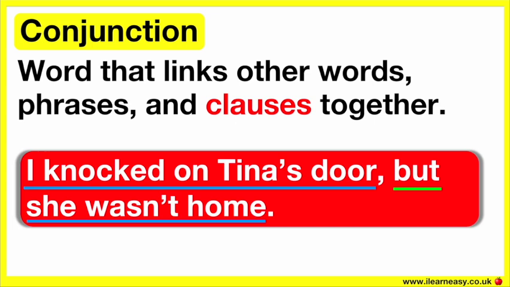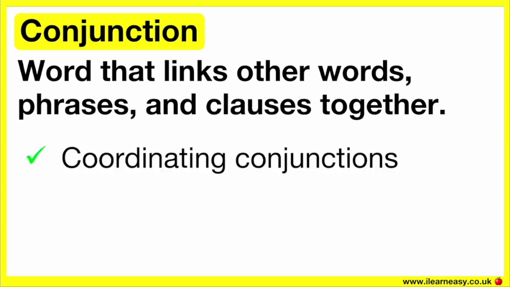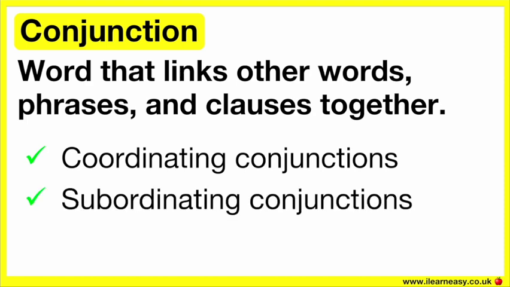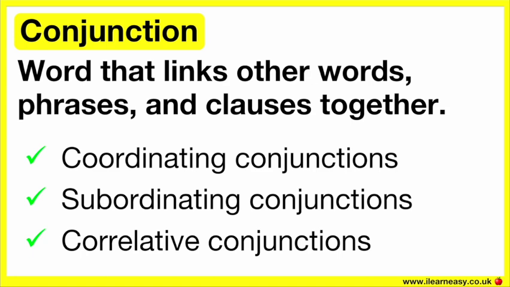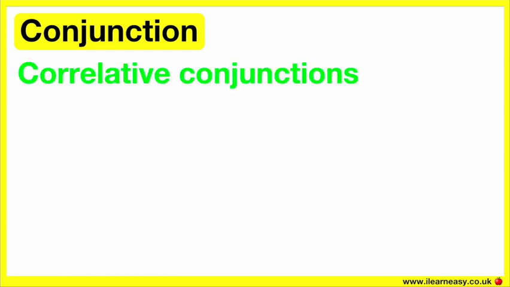There are three types of conjunctions: coordinating conjunctions, subordinating conjunctions, and correlative conjunctions. Each type of conjunction is used differently. Correlative conjunctions are pairs of conjunctions that work together.